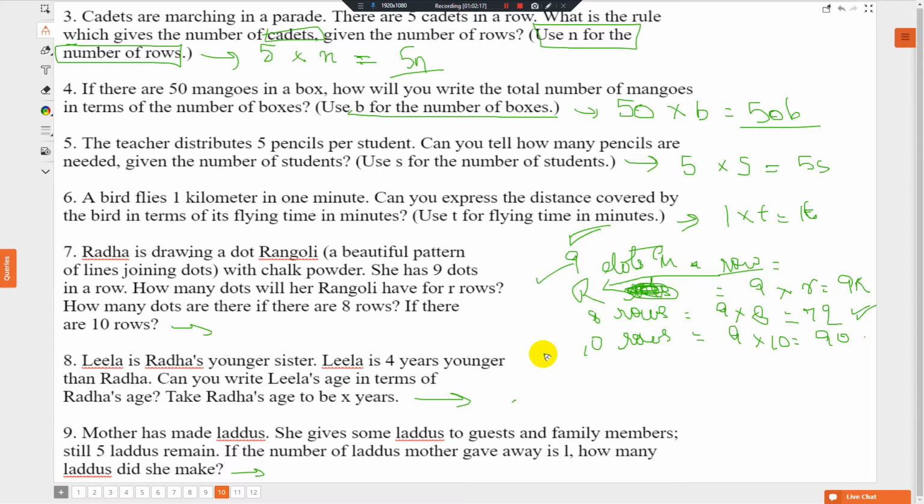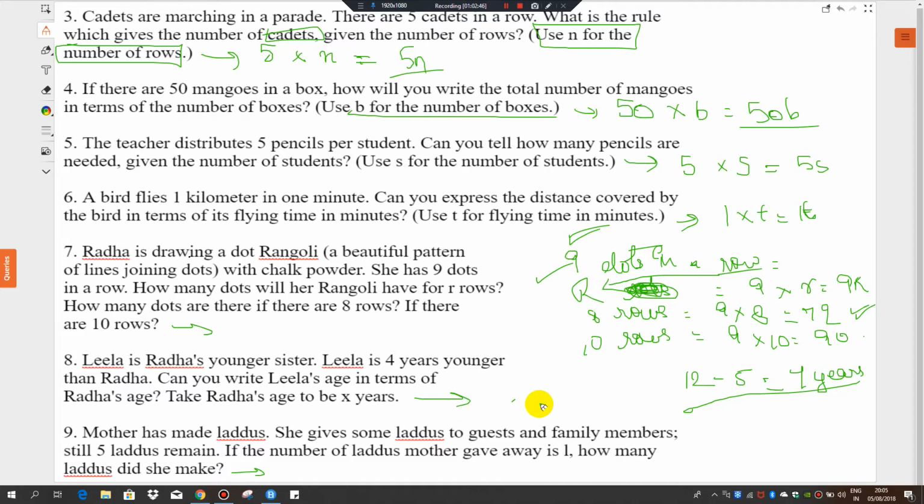In Leela's age, right? When we take something, it's like I'm having a brother. He is 4 years younger than me, and I am now 12. So what is my brother's age? 12 minus 5 is 7 years. Which is 7 years, right?